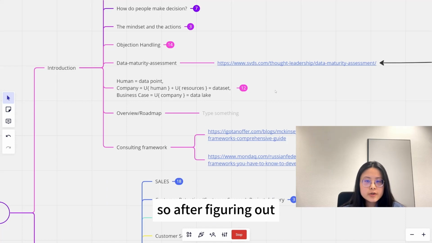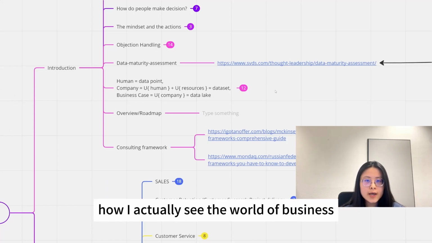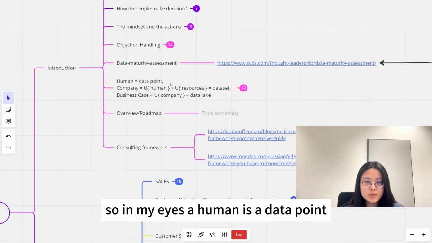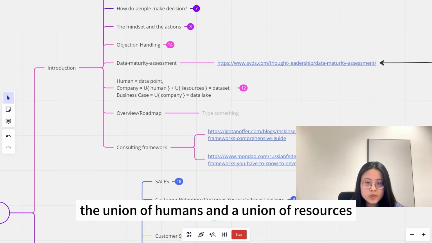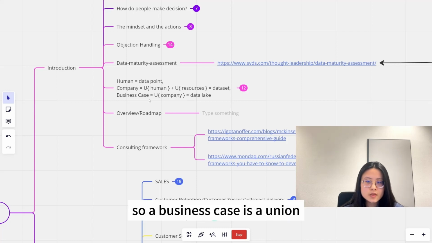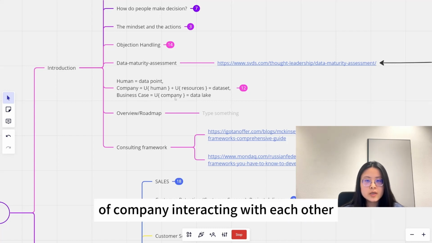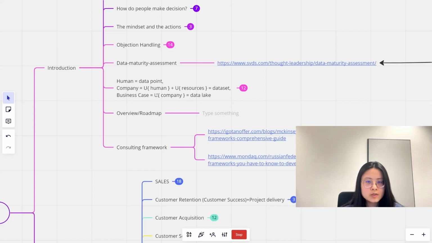So after figuring out which phase you are at for your own company, let's look at how I actually see the world of business. So in my eyes, a human is a data point. A company is a union. This is a union symbol. The union of humans and a union of resources is equal to a data set. So a business case is a union of companies interacting with each other. So it's the idea of environment.